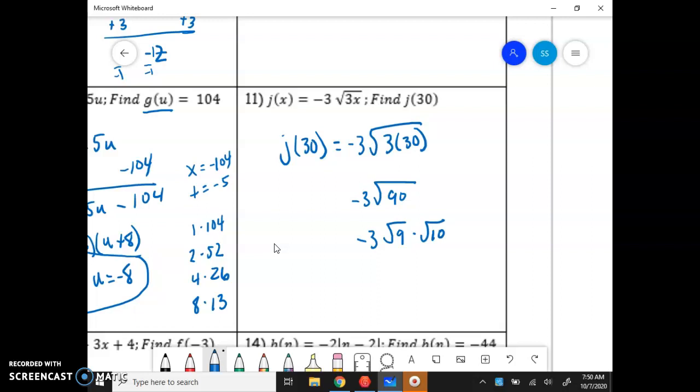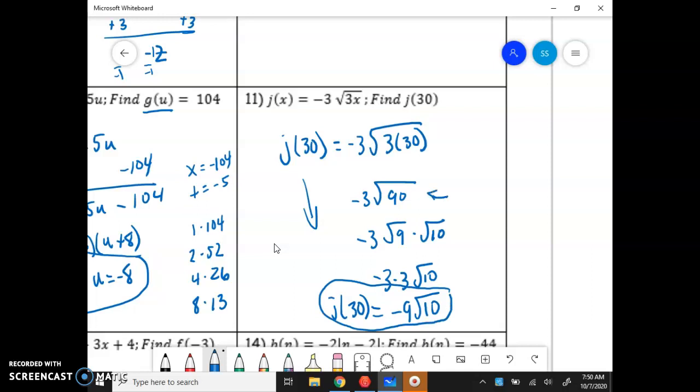Square root of 9 is 3. So this is going to be negative 3 times 3 times the square root of 10. And finally, you're going to get negative 3 times positive 3, which is negative 9, times the square root of 10. And on the left side, we're just going to drop this way down. The j of 30 is equal to negative 9 times the square root of 10. But again, you guys could probably just type this part into your calculator and it will simplify it for you.